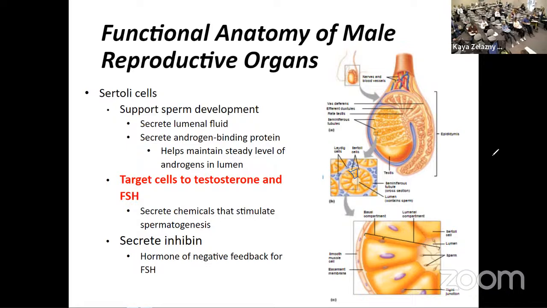They're also going to be secreting something called androgen binding protein. Androgen binding protein is going to help us keep a steady level of androgens in the lumen, so we want to be able to keep our hormone levels essentially consistent around the sperm that we've developed. Those Sertoli cells are targets for testosterone, which we saw being produced by the Leydig cells, those purpley blue interstitial cells, as well as something called FSH, or follicle stimulating hormone.